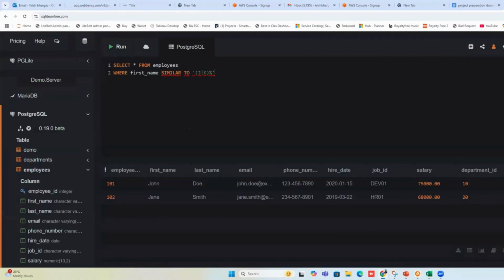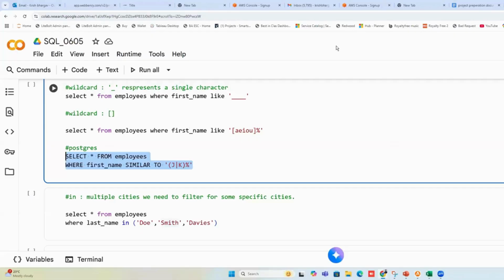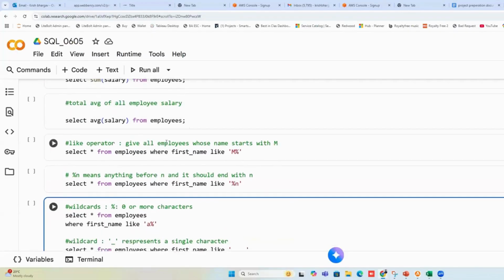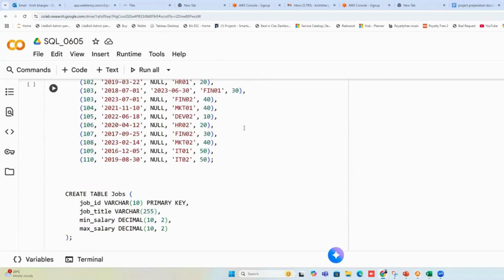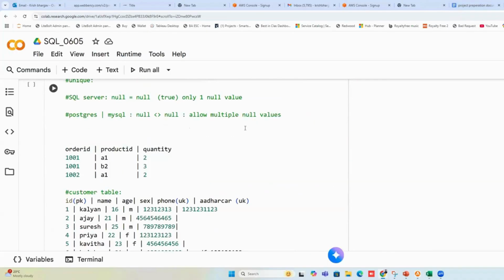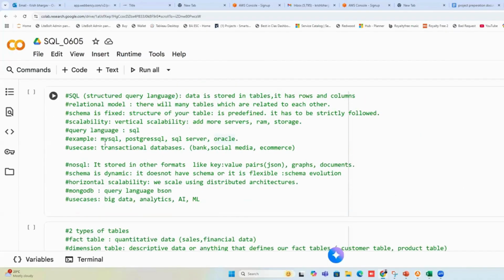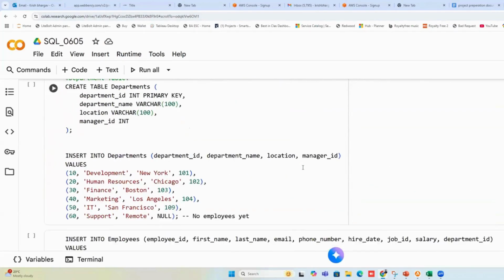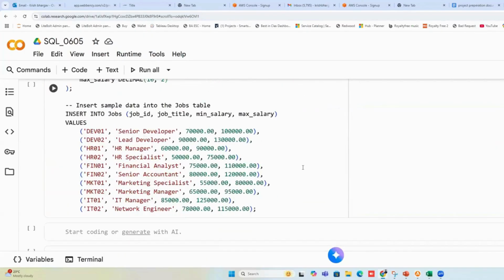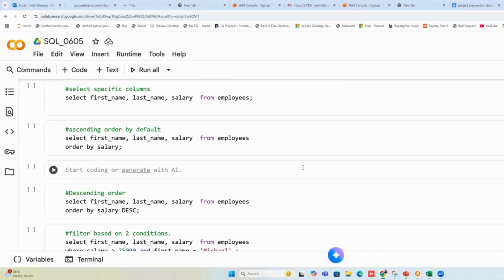No, Postgres is a type of database, darling. PostgreSQL is a database. MySQL is a database. I did it in the first class. They're all types of databases. You see, MySQL, PostgreSQL, SQL Server, Oracle. They're all different types of databases. All right. Okay, sir.